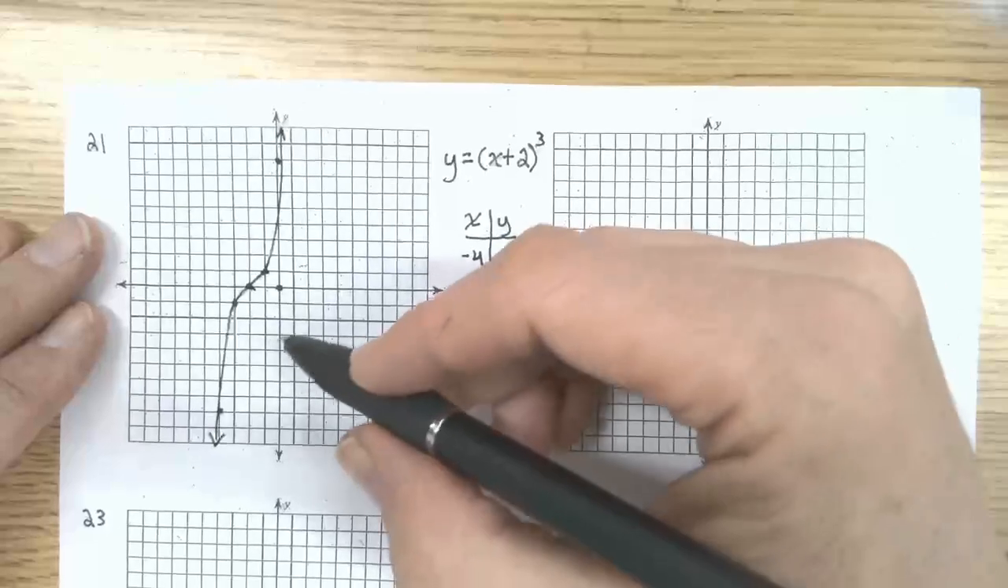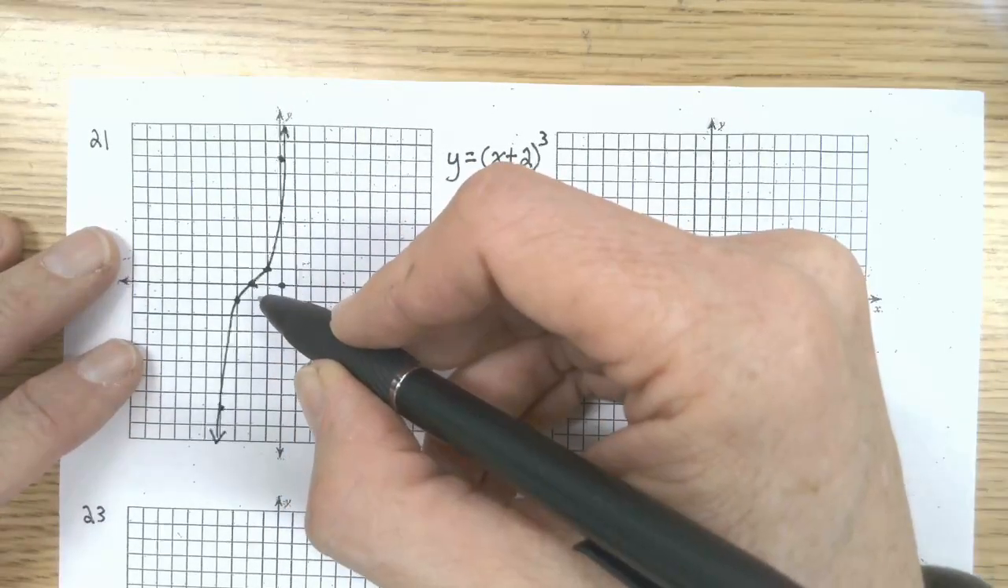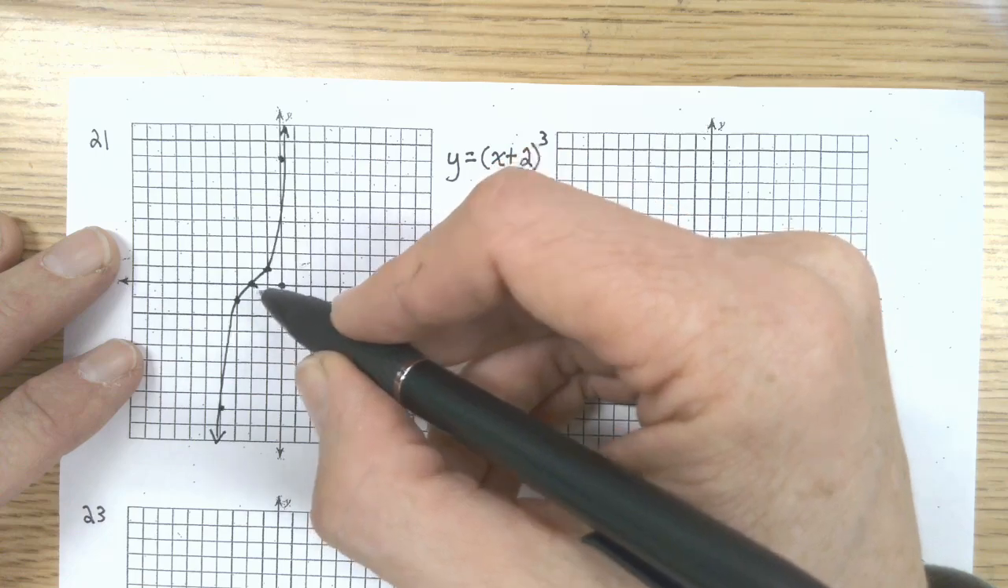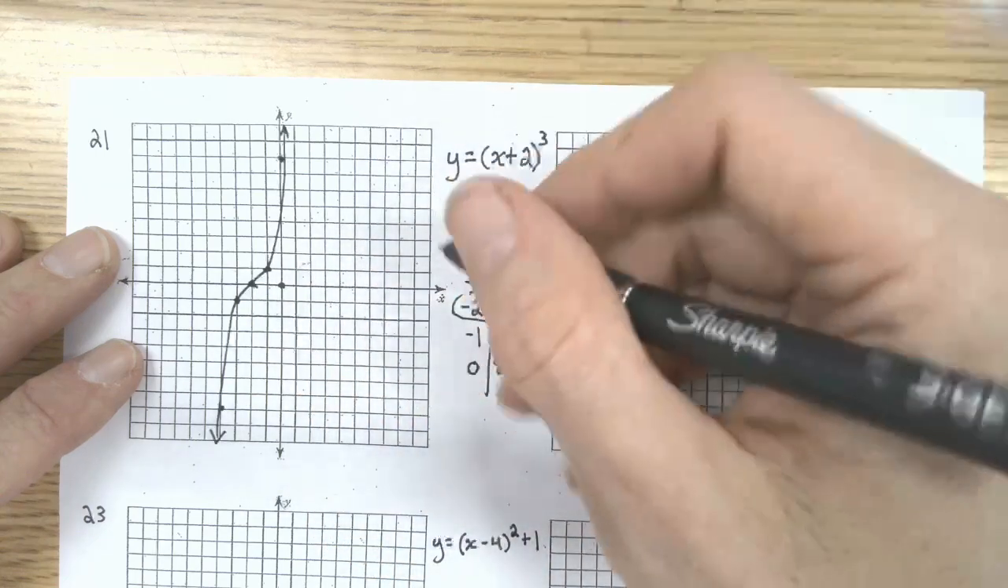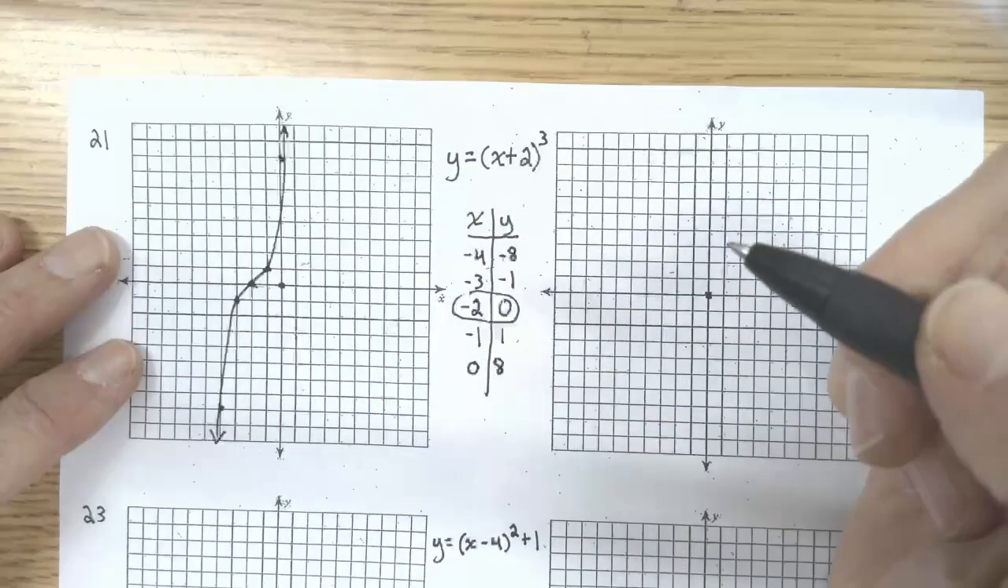Frowny face and smiley face. That's what an inflection point does. You're going from frowny to smiley or smiley to frowny. But that's an important point to know because that's when that transition happens.